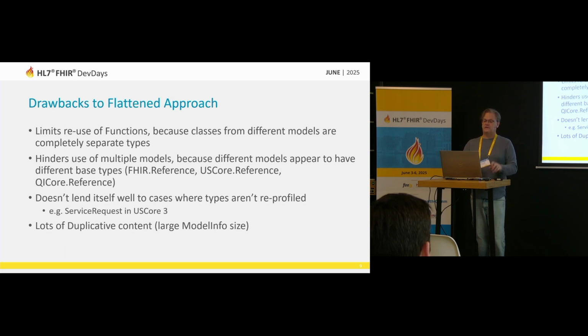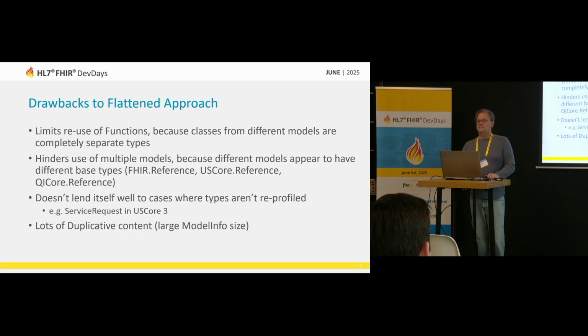Different models appear to have different base types. So FHIR.reference, USCore.reference, QICore.reference. Those are all really the same type, but because we flattened everything, they show up as different types. It also doesn't lend itself well to cases where types aren't reprofiled. So US Core 3, for example, didn't include service requests, so there's just no way to talk about service request at all. And then there's also lots of duplicative content, so you end up with very large model infos.